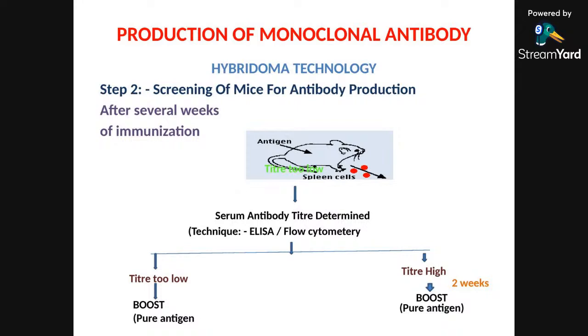Both are induced with that antigen, that is a booster dose, and then after 2 weeks, every day, spleen cells will be taken off for analysis. This is screening of the mice, the antibody productivity within the mice.